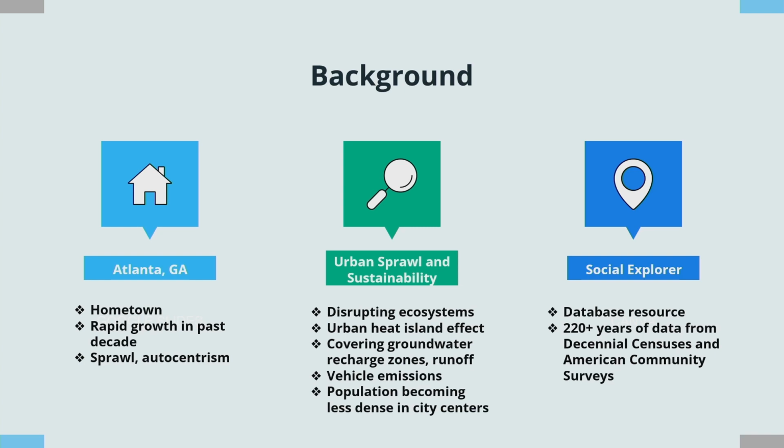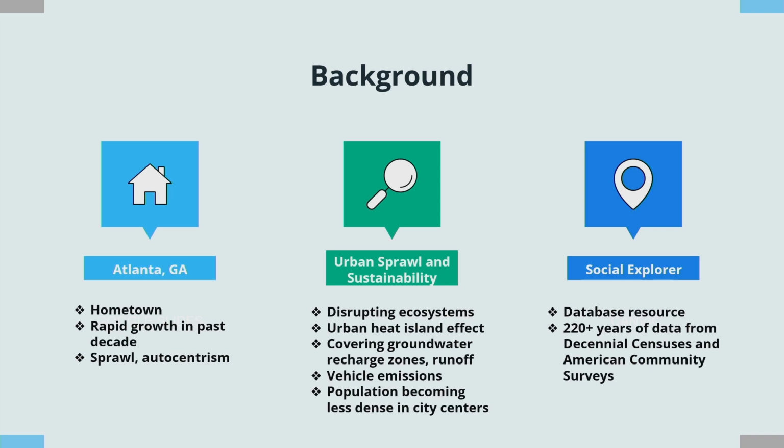So a little bit more background. Atlanta, Georgia, which is my area of focus, is my hometown, and I lived there for 18 years until I started at UNC Chapel Hill. It's an amazing city, I love it, but it has really grown a lot in the past decade, and some of that has been positive, but a lot of that has been in the form of urban sprawl, which some of you may be familiar with. It is primarily characterized by a trend of populations moving towards the outer parts of the city, not as much in the city center.